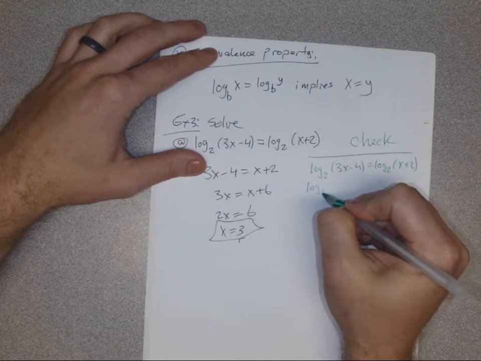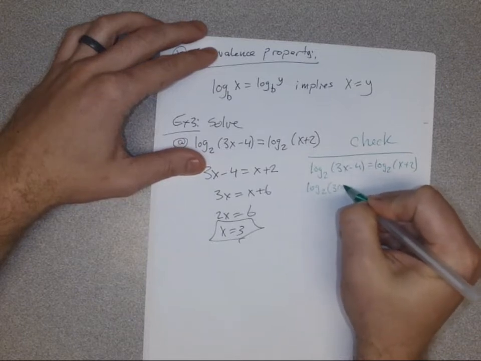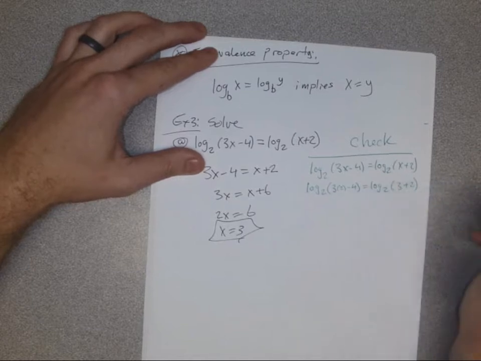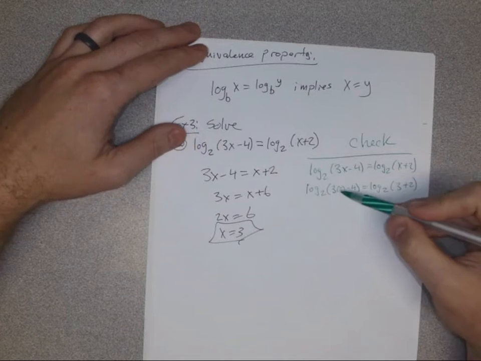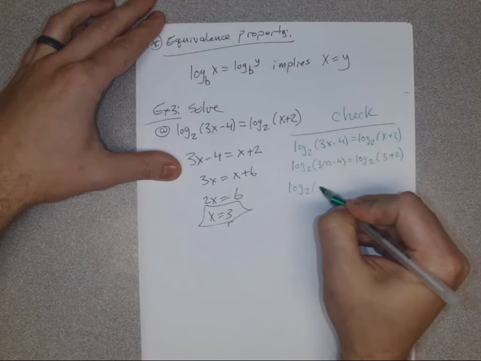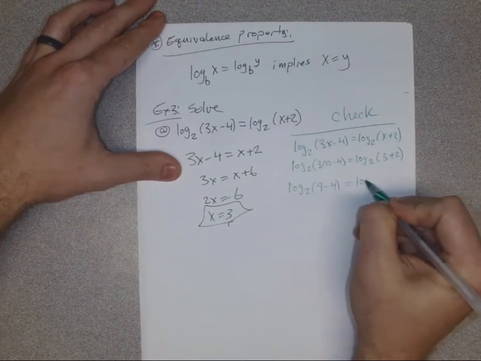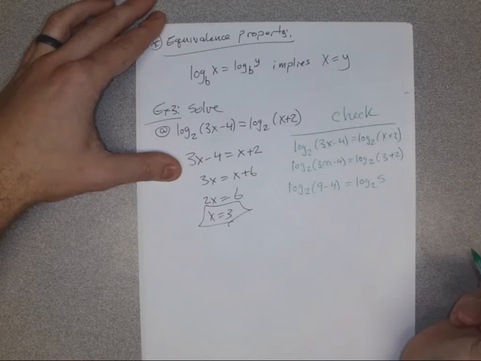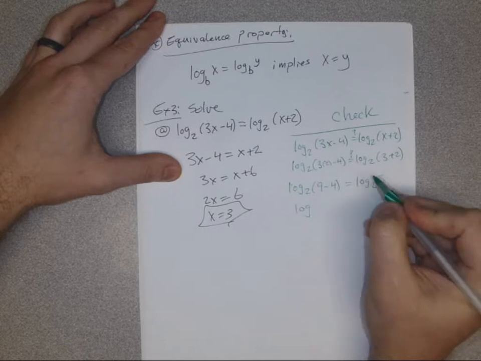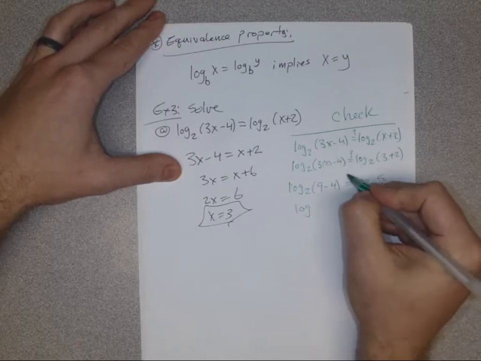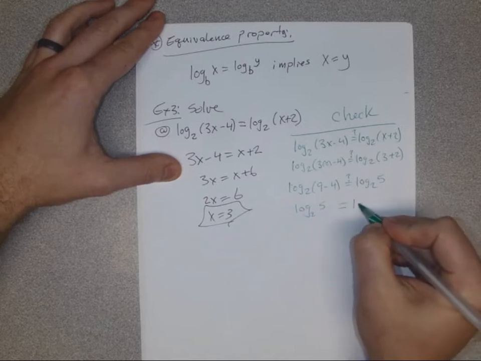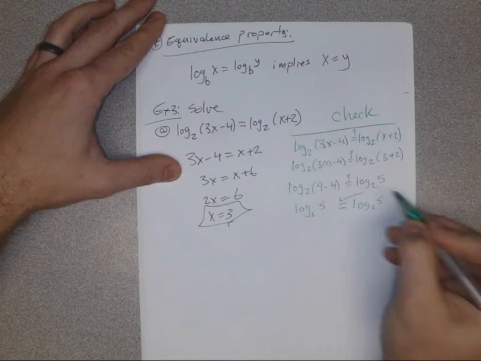So plug in 3 for x, and we get 3 times 2 minus 4 is equal to log base 2 of 3 plus 2. All right? It's a little blurry there, but this is 3 times 2. Then we have log base 2 of 9 minus 4, which is equal to log base 2 of 5. Keep simplifying, and really we should be putting question marks here because we're questioning if these are actually equal to each other. So over here we have log base 2 of 5, and that is equal to log base 2 of 5. So now we can check that off.